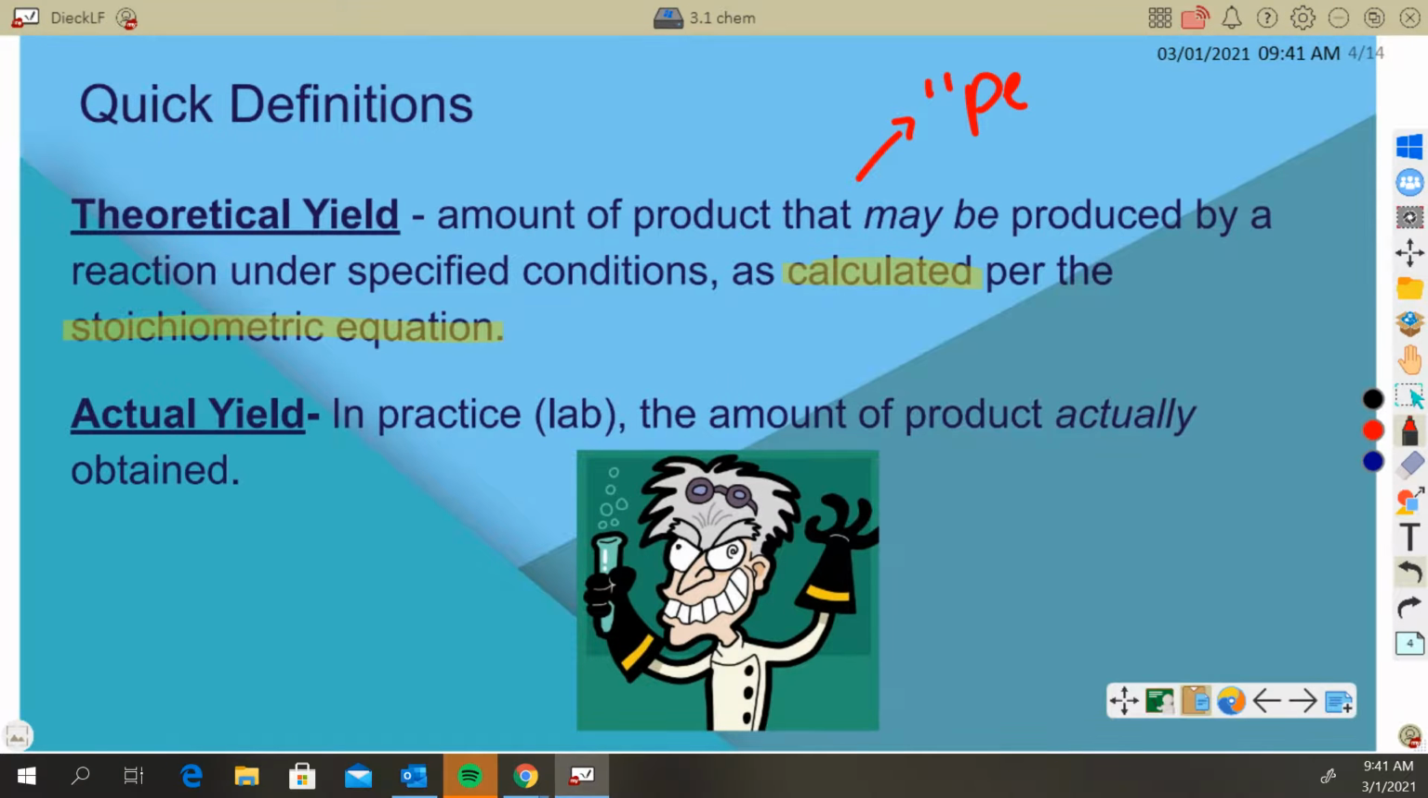Perfect world. And this is always our calculated amount.